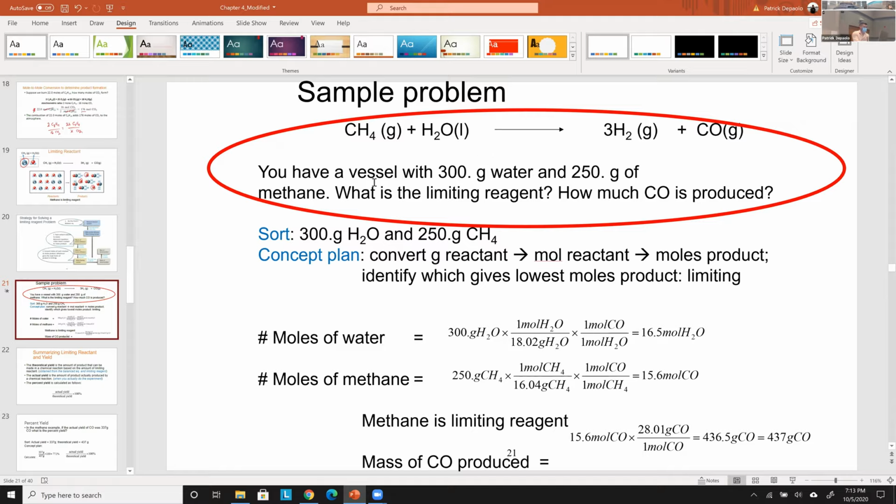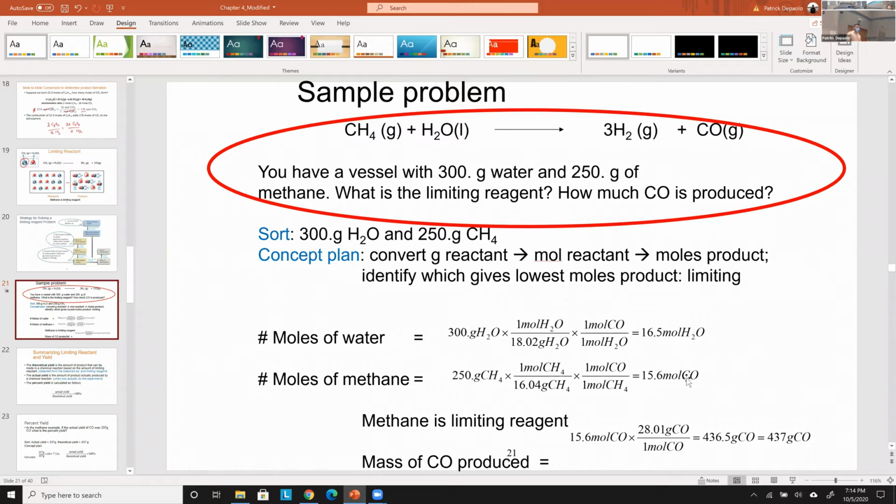Next, you have a vessel of 300 grams of water. Off the bat, 300 divided by 18 to figure out the moles. And you get 16.5 moles of water. Then 250 grams of methane. Off the bat, divide by the molar mass of methane, which is 16, since it's 12 plus 4. You do that and you get 15.6 moles.